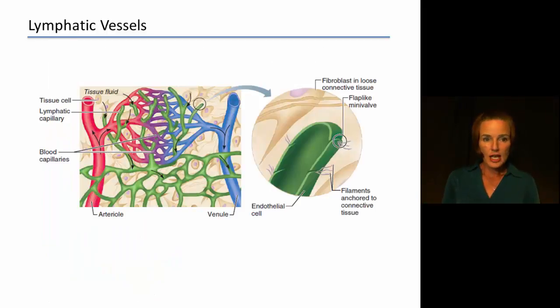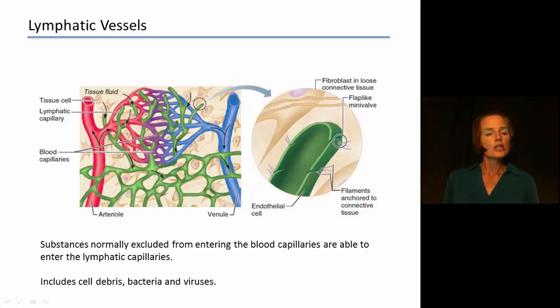This is a closer look at the lymphatic vessels. So the lymphatic vessels are shown here in green. They are right there next to the capillary beds, which are being shown in this picture. And their job is going to be to pick up that excess tissue fluid, the lymph, and return it to the blood. So substances normally excluded from entering the blood capillaries are going to be able to enter the lymphatic capillaries. And this would include things like cellular debris, bacteria, and viruses. So it will be the job of the lymphatic capillaries to really filter those substances out.